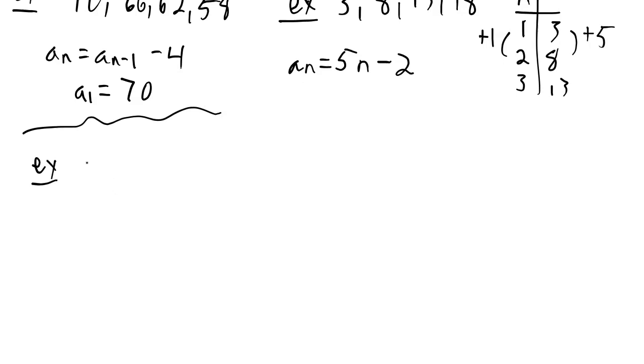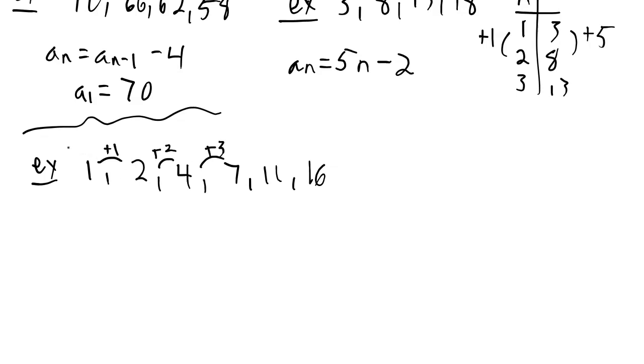Let's say you have 1, 2, 4, 7, 11, 16. Well, what's happening here? Well, add 1, add 2, add 3. Oh, look, that's what's happening. So we're just adding over and over, no multiplication. So this time we're adding 1. This time we're adding 2, adding 3.